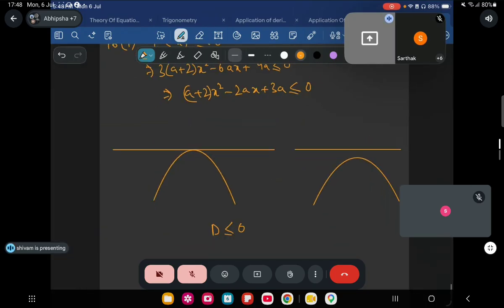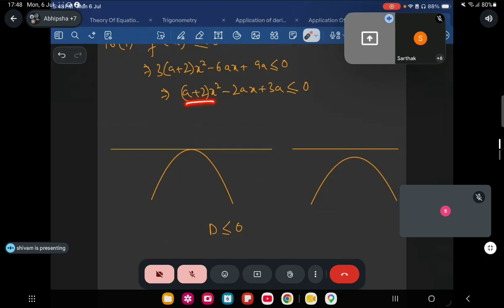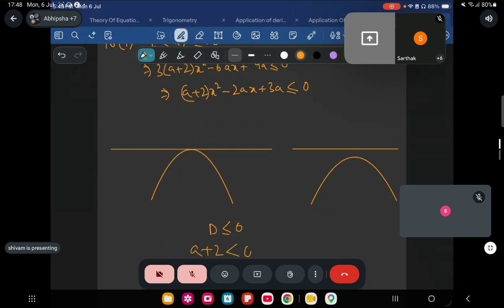So for discriminant less than or equal to 0, first of all, it has to be concave downwards. That means a plus 2 has to be less than 0. This implies a should be less than minus 2. Then only it is concave downwards, right? Are people getting it? Yes or no? Okay, next. Let us apply the discriminant.